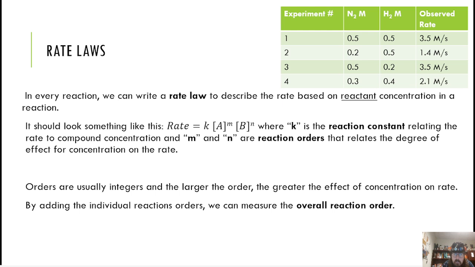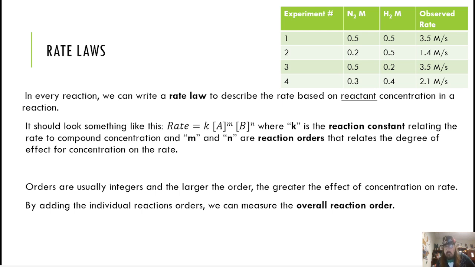Now, times a concentration of reactant 1, in this case we're calling reactant A, raised to some power called a reaction order. This is usually an integer value, meaning a whole number value, times reactant B raised to its own specific order. Generally, the larger this integer value is, the greater the effect this concentration has on the reaction rate. And if we add the orders together, we get the overall reaction order, whether it's zero order, first order, second order, third order, fourth order.